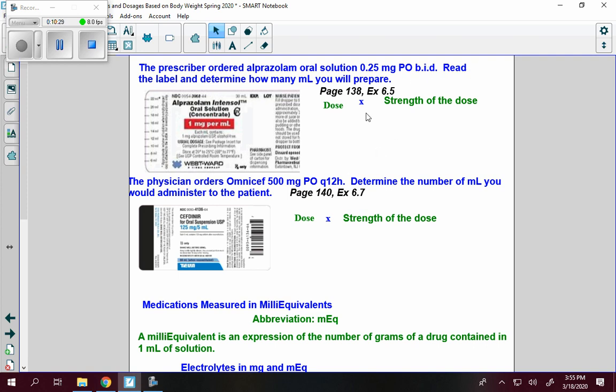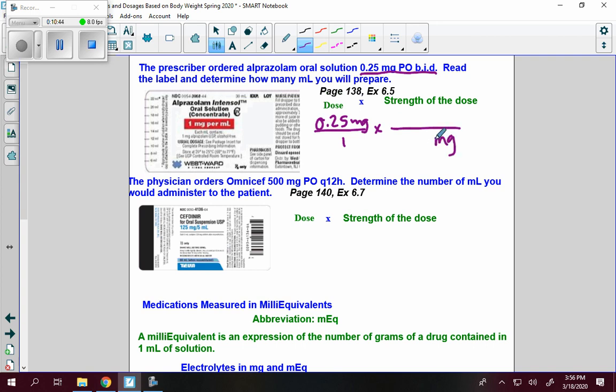So the dose on here is 0.25 milligrams. They're going to take it twice a day, but just one time a day they get 0.25 milligrams, and then later on in the day they get another 0.25. Times your dose, the strength, you have 1 milligram per 1 milliliter. Since it's a 1-to-1 function, then you're just giving 0.25 milliliters.